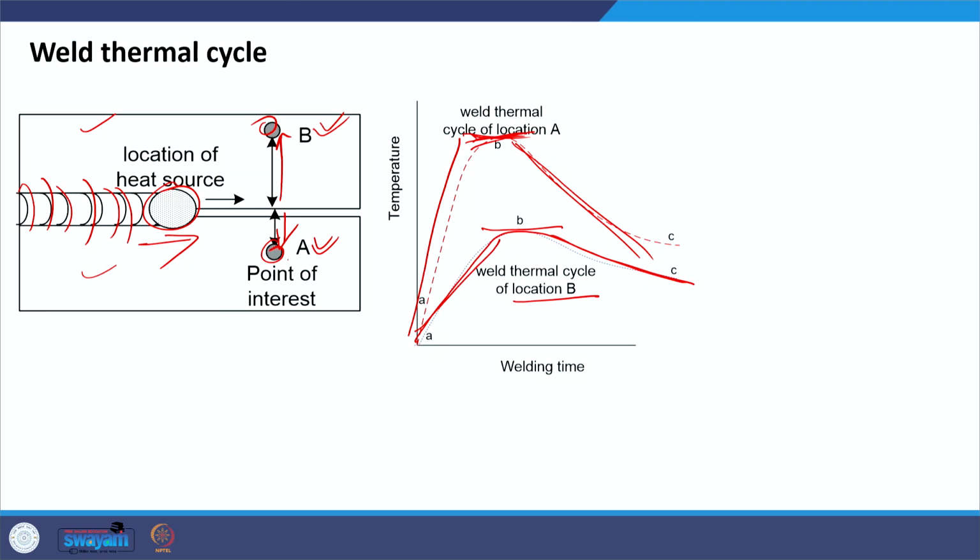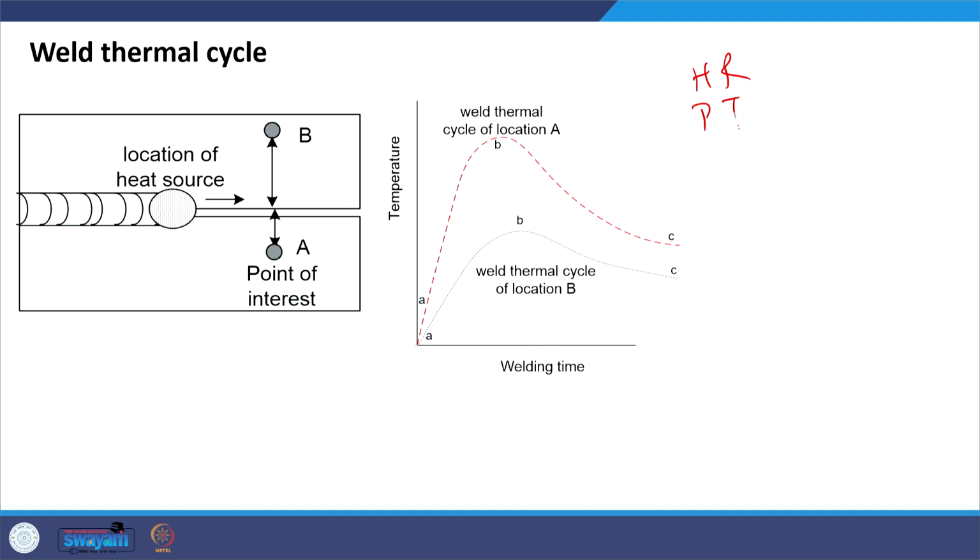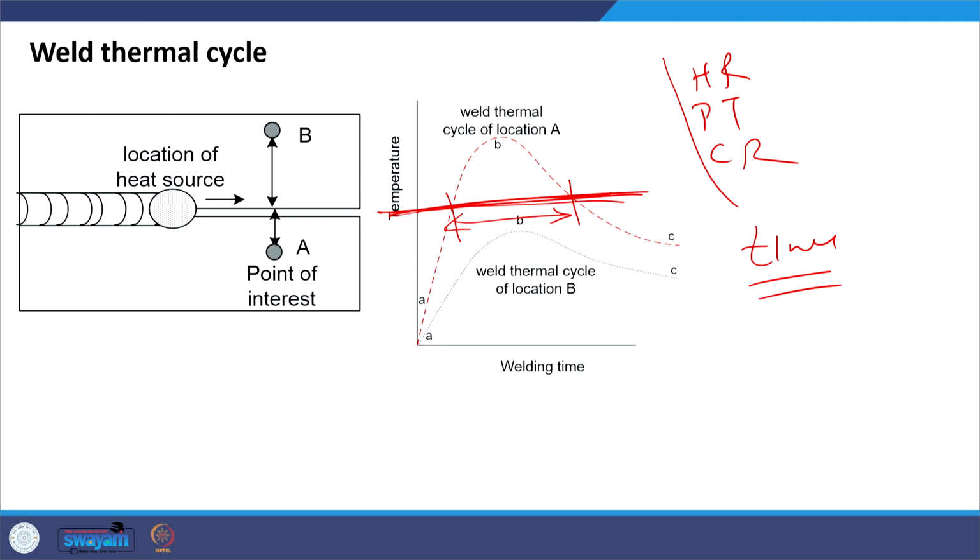In addition to these three aspects, heating rate, peak temperature and cooling rate, we can also determine how long a particular temperature is maintained at a particular location. Say a particular temperature of our interest is this; by drawing a simple line in the weld thermal cycle curve, we can identify the time for which the location is maintained above a certain temperature. So, we can determine the time for which a particular location is heated above a particular temperature. This will help in determining the soaking time. How long a particular point is maintained above a particular temperature is what can be determined using the weld thermal cycle.